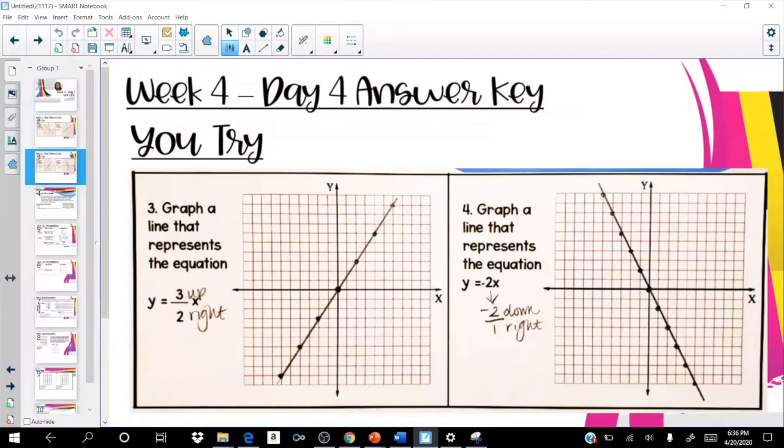Go ahead and check number 4. If you don't have it correct, go ahead and correct it.